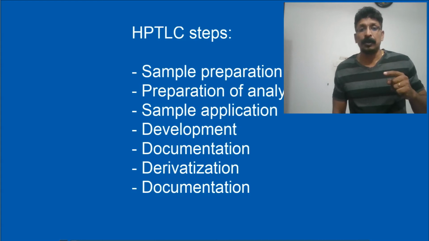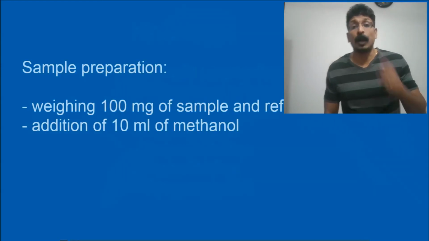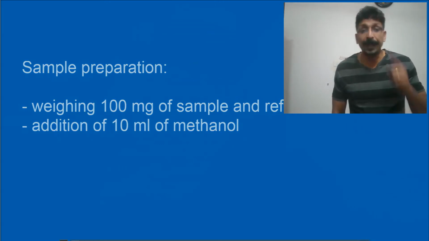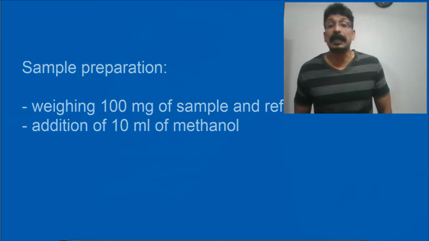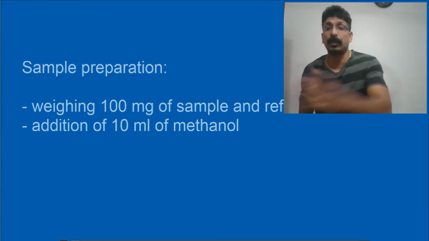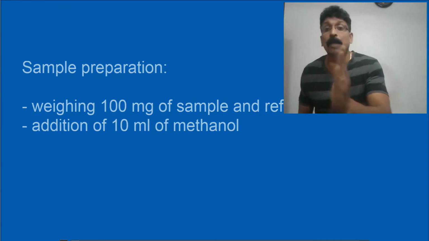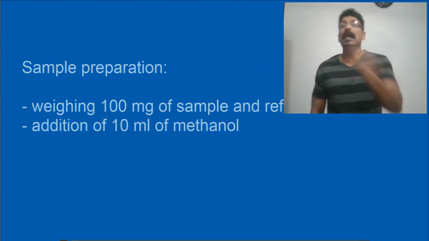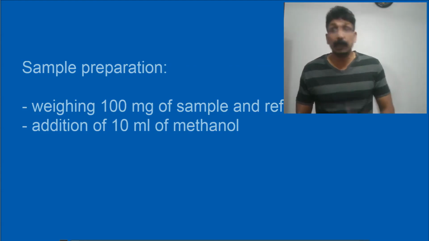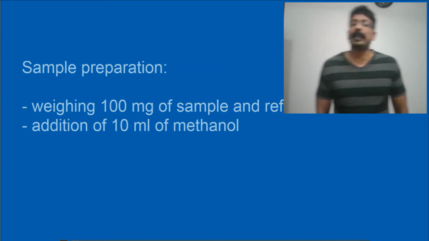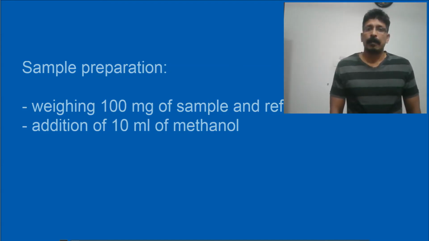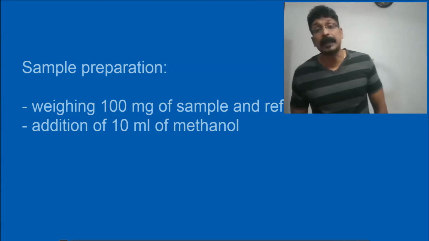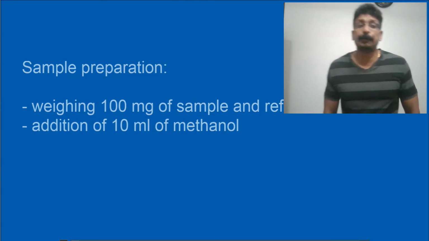Now you see the procedure, how they are doing it. How to prepare the sample? Weigh 100 milligram of the sample extract and a reference sample also. You could say a reference sample, or a sample and a standard. As a standard, it is the compound which you are interested to find out whether it is present or not. Both 100 milligram, and addition of 10 ml, not milligram, 10 ml of methanol. HPLC grade quality methanol is used.